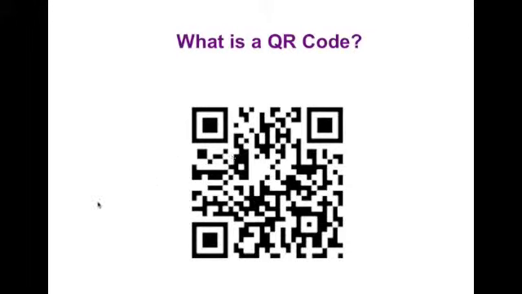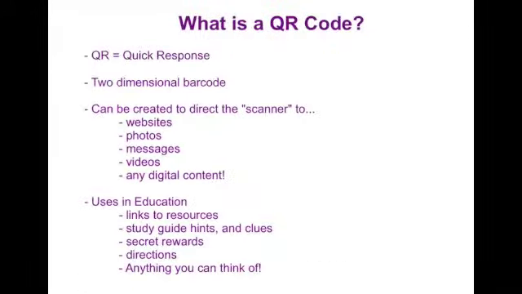What exactly is a QR code? Well, a QR code is short for a quick response code, and it's a two-dimensional barcode. It's square in shape, and it's created to direct the scanner, or the person who is interested in using the barcode, to different places on the internet, like websites, photos, messages, videos, basically any digital content out there. You can create a QR code that will direct you to that content.